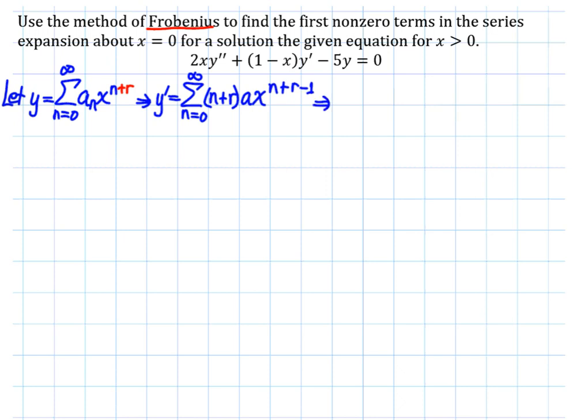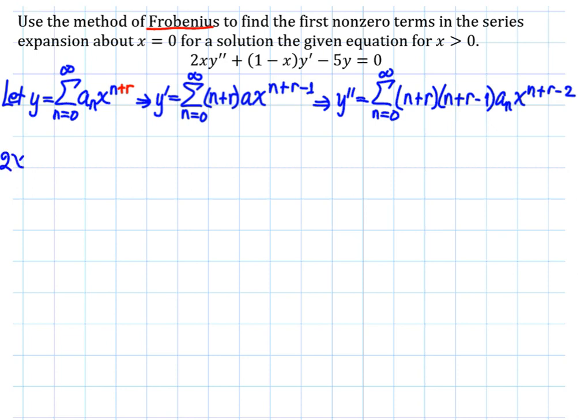And then the second derivative: n plus r, n plus r minus 1, a sub n x to the n plus r minus 2. And then substitute that into the original equation.